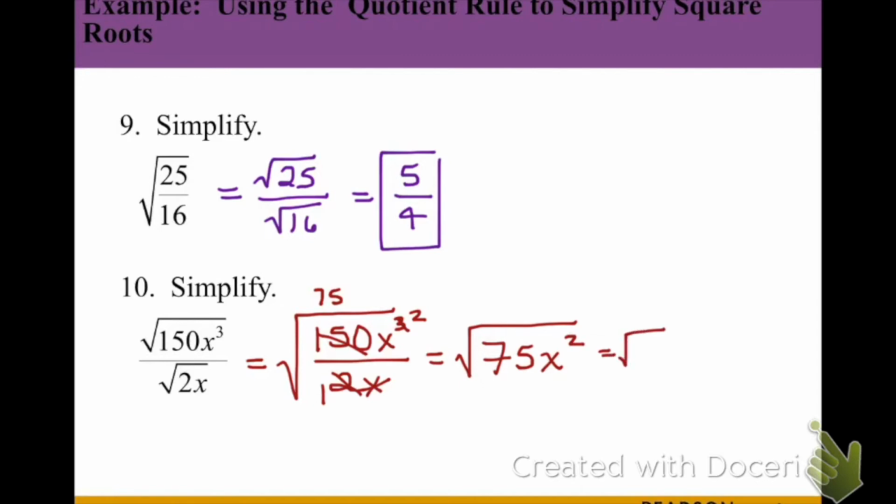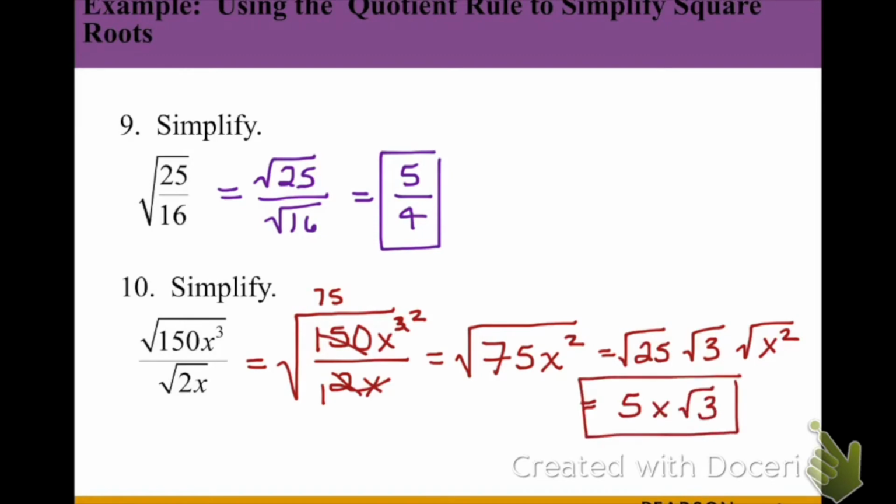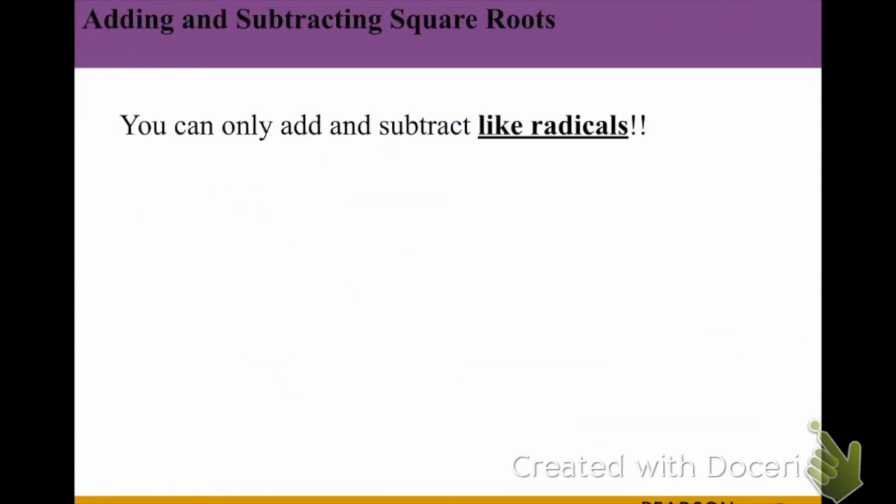So here then, we can break down the square root of 75x squared using our perfect squares, or in this case, square root of 25 times square root of 3 times x squared, which if we simplify that, gives us 5x square root 3. That's how we multiply and divide radicals.